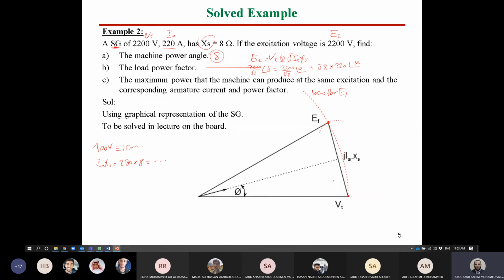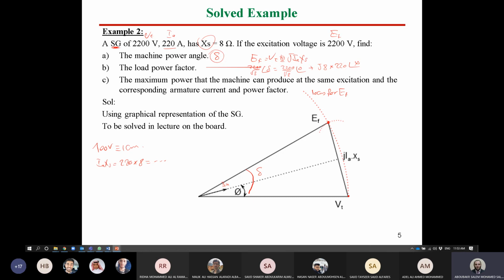So easily, now you can measure the angle here, which will represent delta, and also you have jIAXS, so you now know exactly the direction of IA. So IA will be in that direction, so this is the vector of IA now, and this will be the angle of power factor. So this is a very simple way to solve this problem instead of the analytical solution.